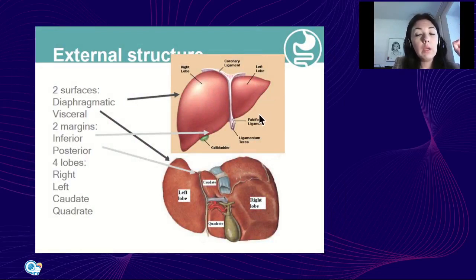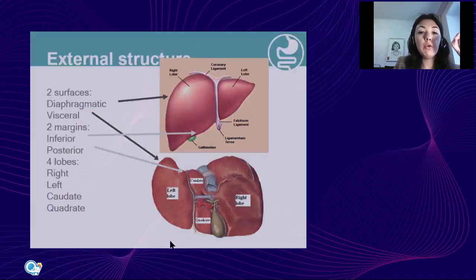When we studied normal anatomy, we said that there are two surfaces, diaphragmatic and visceral, and that is absolutely right. And there are two margins, inferior and posterior, and that is also right. The inferior one is a sharpened border, and the posterior margin is rounded. And we see that there are four lobes in the liver: right, left, caudate, and quadrate.